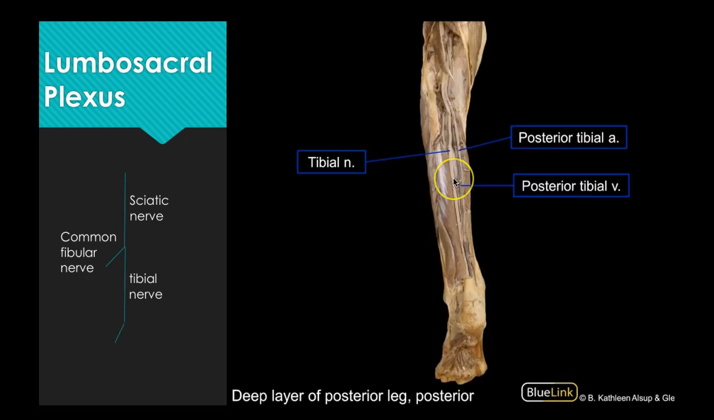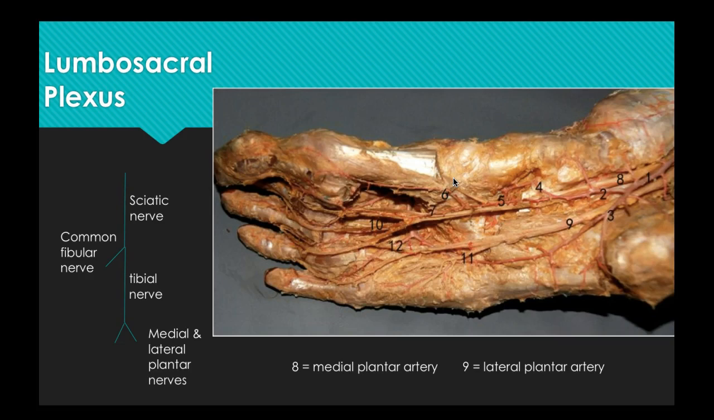From there, your tibial nerve will continue down along the leg, and once it reaches the foot, it will divide into a medial and lateral plantar nerve. So this is an inferior view of the foot. Here at the number 8, we can see the medial plantar nerve, and alongside it is the medial plantar artery. At the number 9, you could see the lateral plantar nerve, and alongside it is the lateral plantar artery.